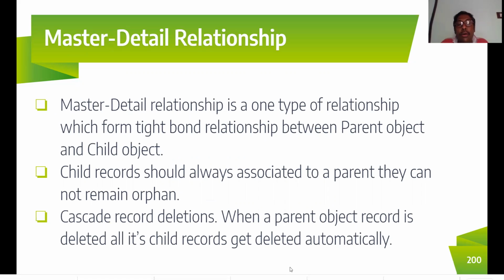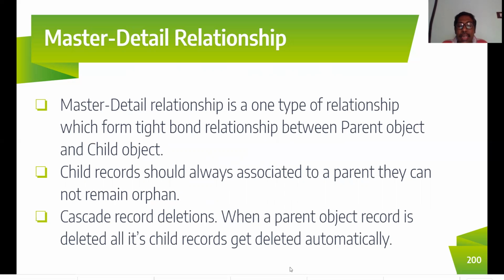Master detail relationship is one type of relationship which forms a tightly coupled relationship between the parent object and the child object. The child record should always be associated to a parent record. There is a cascading effect. When I try to delete the parent record, the corresponding child record will also get deleted, right?